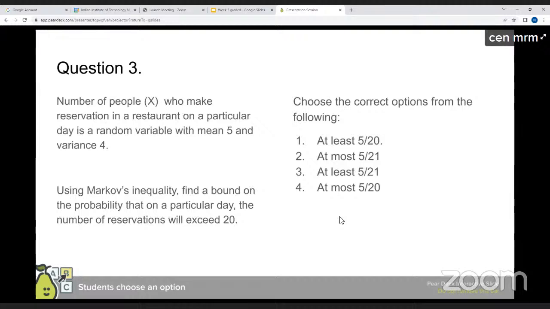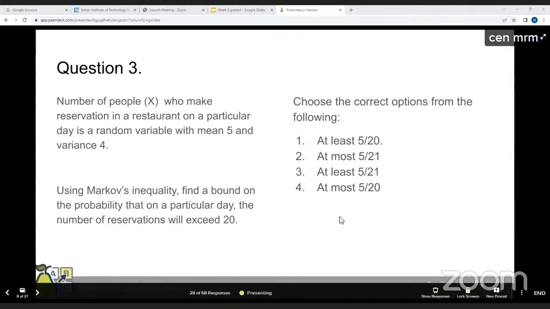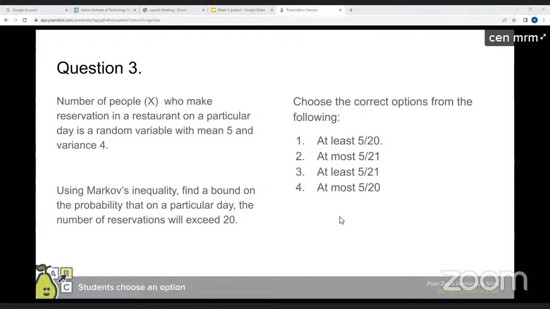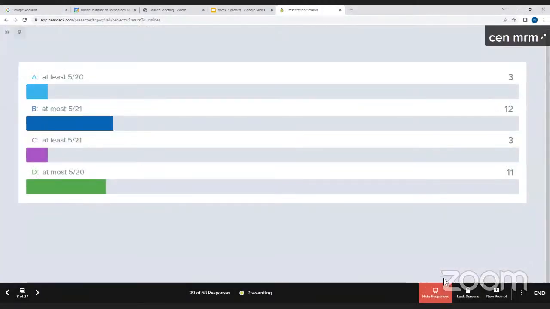I mean, 655. Sorry, it's 655. You told us that we will see the answer at 655. Okay, so from 28 responses we have received.